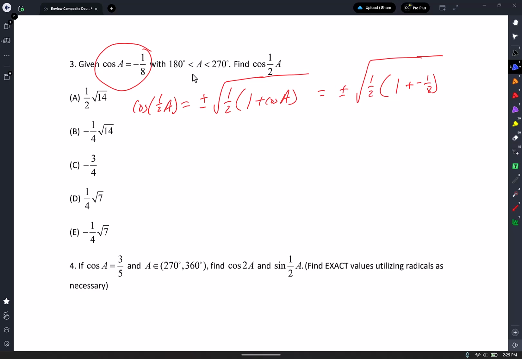I know a lot of you can just do 1 minus 1/8 is 7/8. Or you can turn that 1 into 8 over 8. Whatever you think is easiest for you. Plus minus square root 1/2 parenthesis 8 minus 1 is 7, so 7 over 8. Or just 1 minus 1/8 is 7/8. Nothing reduces, just multiply 1 times 7 and 2 times 8. Plus minus square root 7 over 2 times 8 is 16.